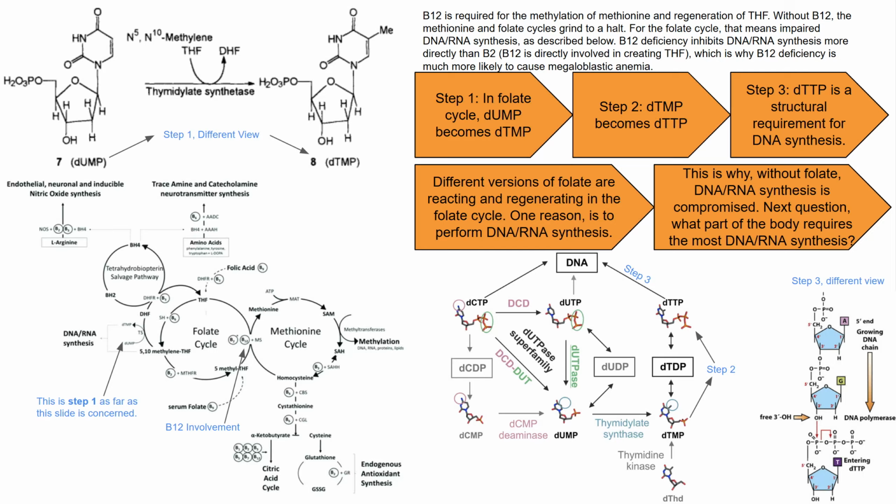Step 2 is seen in the bottom middle of the slide. dTMP turns into dTDP. Then step 3, as can be seen in the bottom middle or in larger format in the bottom right, dTTP goes on to be used in DNA synthesis. So let's ask ourselves, what part of the body requires the most DNA and RNA synthesis? Because that's what's going to be impacted by this. If you watched the folate video, then you already know the answer. Do you remember? All right, let's check it out.